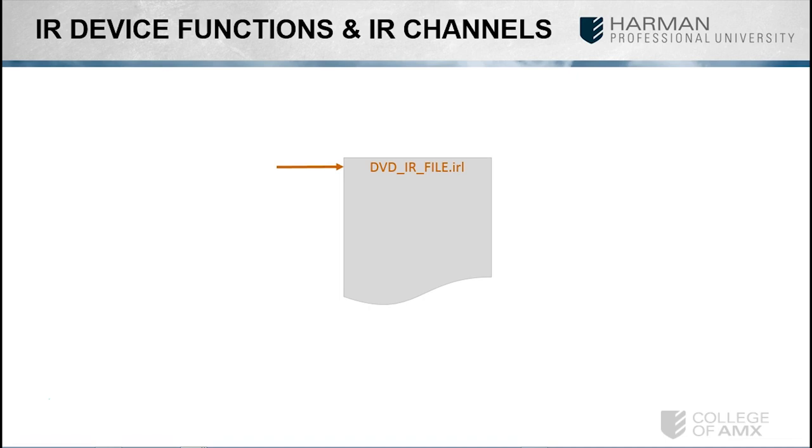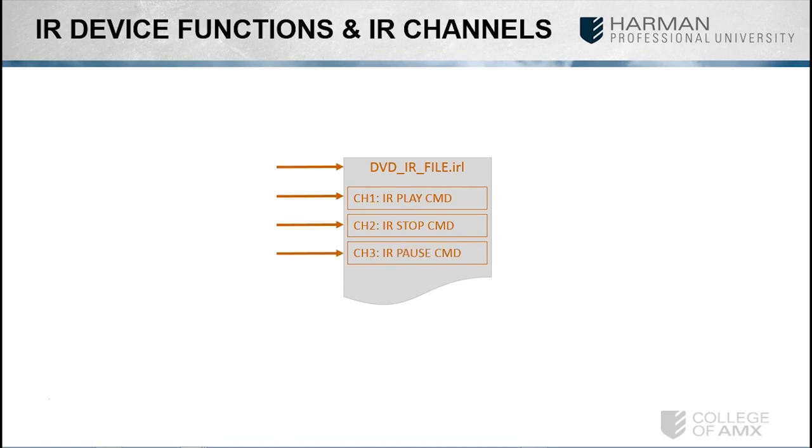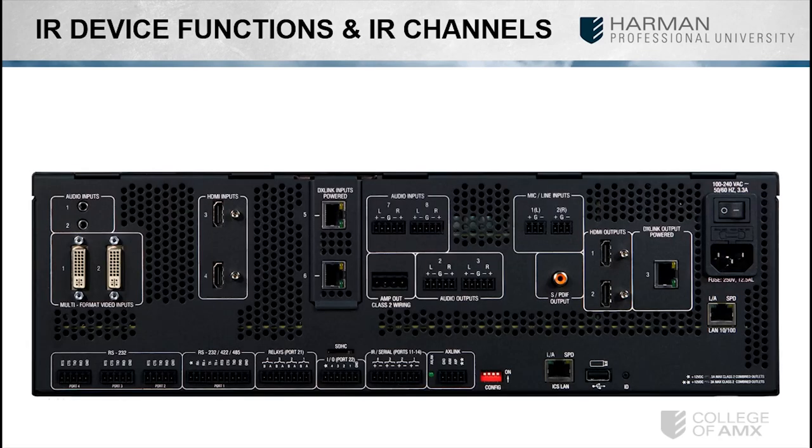The play function gets assigned to channel 1, stop assigned to channel 2, pause assigned to channel 3, and so on until all the remote functions have been saved and assigned a corresponding channel number. The IR file is then uploaded to the controller ready for action.